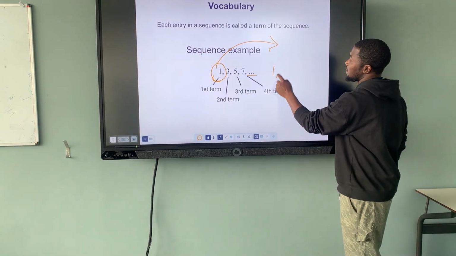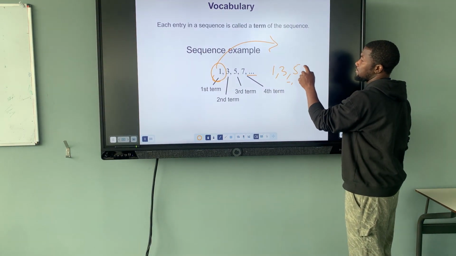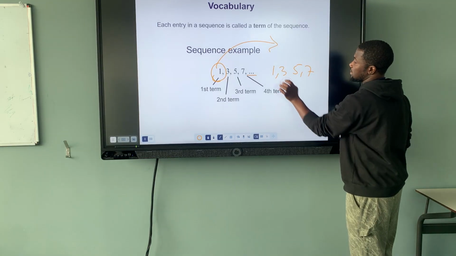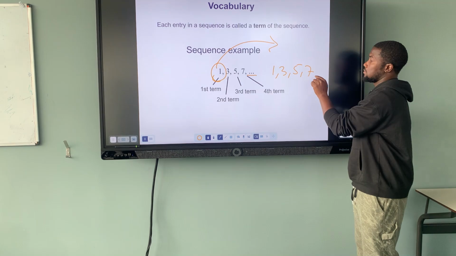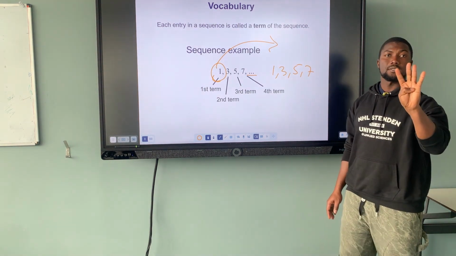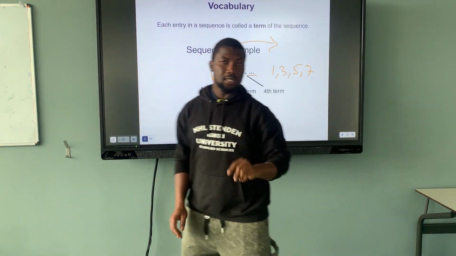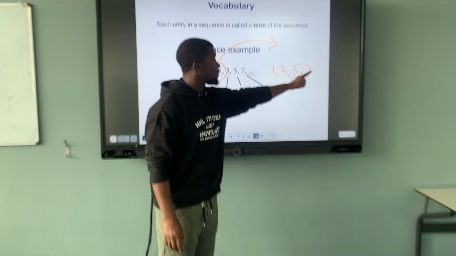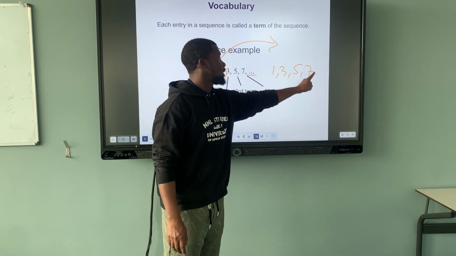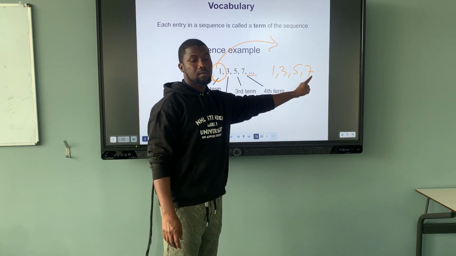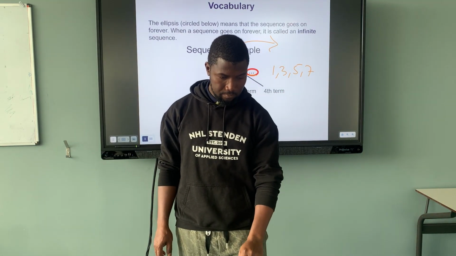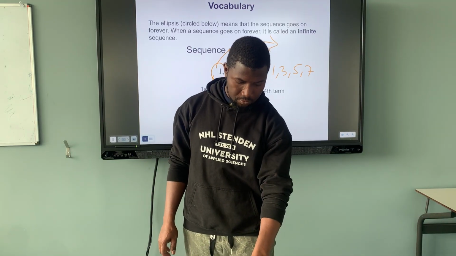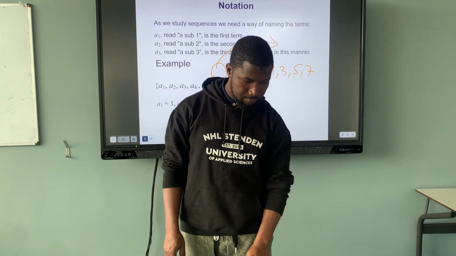If it was just 1, 3, 5, 7, for example, only this sequence is just made up of 4 terms. This is a sequence that is made up of 4 terms. Why 4 terms? Because the last term here is 7. The last term is 7. That was what I just explained.